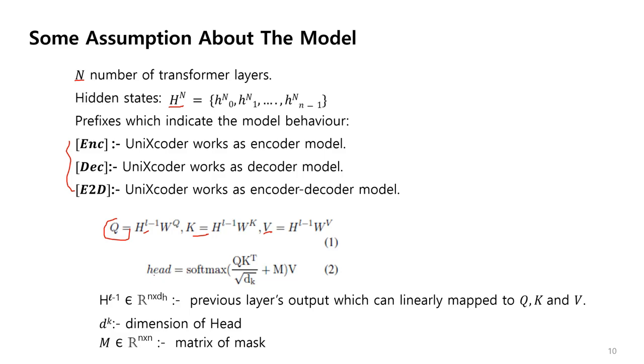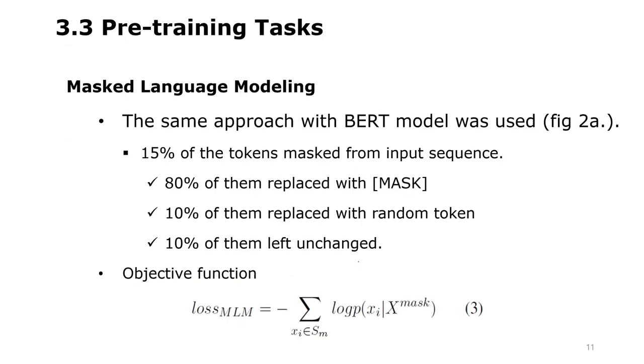The attention head in this model is computed in this way. The original paper of the transformers network didn't have this one. Here we add M, then we multiply all these terms by V. These are all about the model. We'll now see the pre-training tasks.